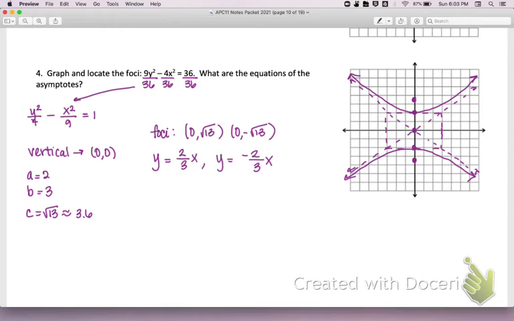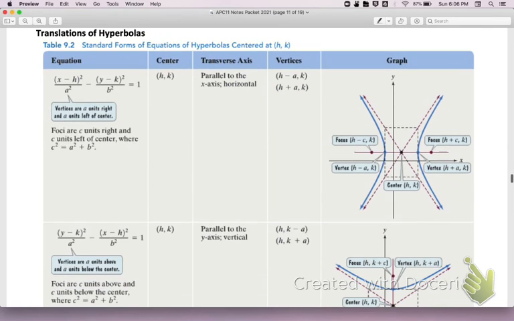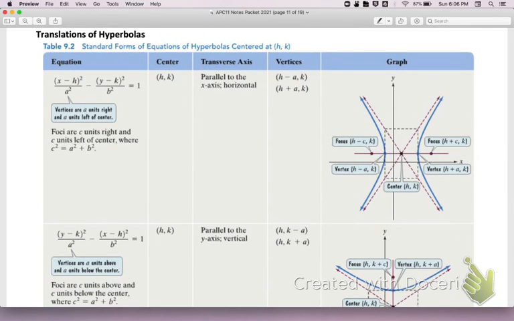All right, this is what yours should look like. So go ahead and pause the video if you need to so that you can kind of take it all in and check your work along with mine. But now we're going to go ahead and move on and look at translations of hyperbolas. The only thing is we're moving the center, just like with ellipses. The rest of the process stays the same.